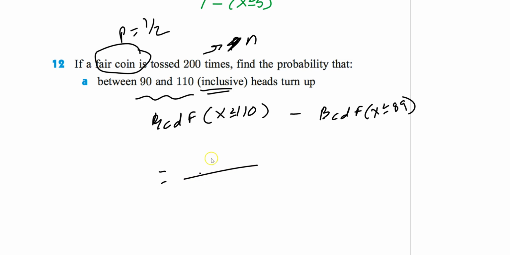I think it's 0.863, I believe. Check me on that. But that's the way. So anytime I say inclusive, it's a little weird. It's going to be this one minus that one. If they say inclusive, they want to keep the 90 in, so you can't subtract it off. You have to go 1 lower, 89.